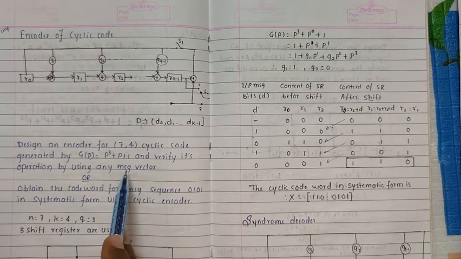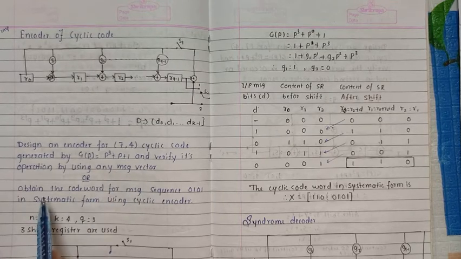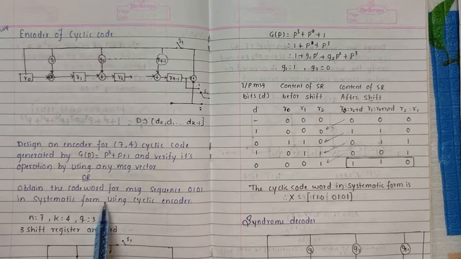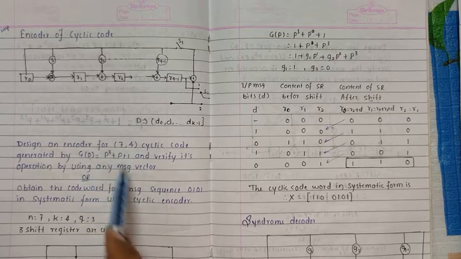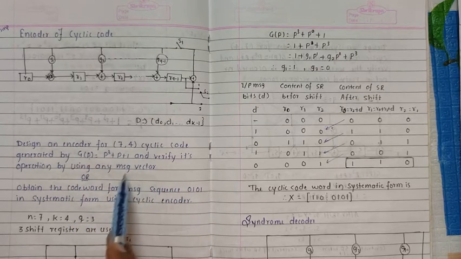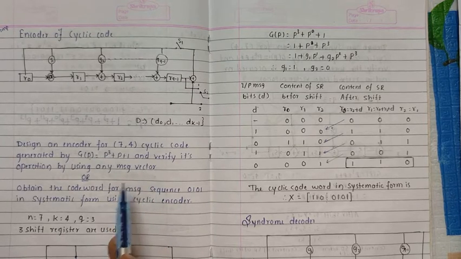Any message vector, so we may consider any message code, or the same question may be asked this way: obtain the code word for the message sequence 0101 in systematic form using cyclic encoder. So for this given data, if the message sequence is 0101, how to design a cyclic encoder and what will be the final output code word? This is what the question is.